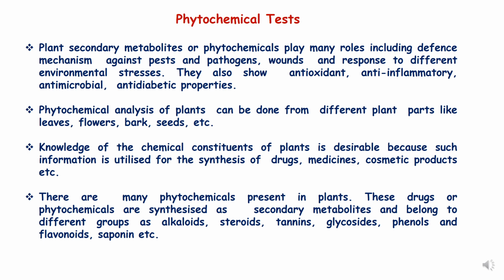There are many phytochemicals present in plants which are synthesized as secondary metabolites, and they belong to alkaloids, steroids, tannins, glycosides, phenols, flavonoids, saponins, etc. In the previous lecture, we have already discussed alkaloids, saponins, and tannins. In today's lecture, we will be discussing flavonoids.